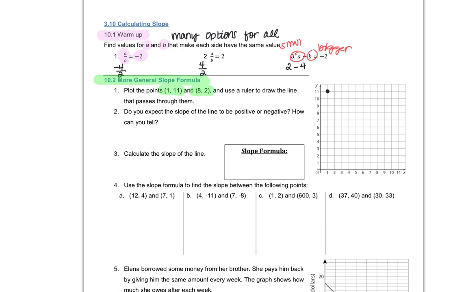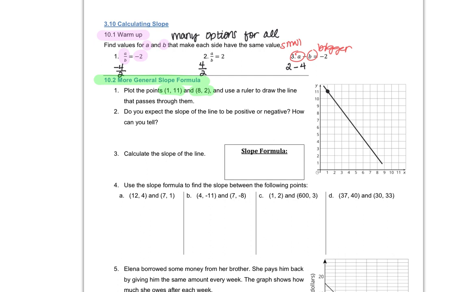I'm going to use my ruler here to connect these 2 dots. Okay, so we want to be as precise as we can be to connect these 2. It's a little too much there. Okay. All right, so we've connected these 2.